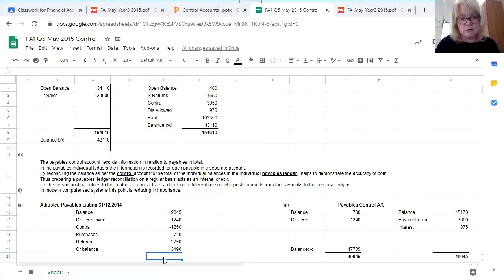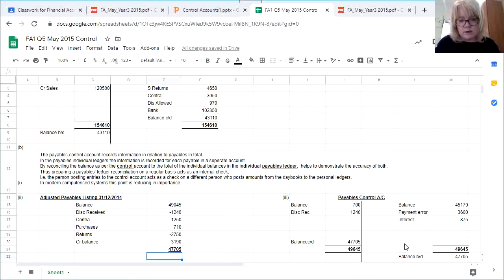That allows me to total. So in here I'm just going to get the total there. Obviously you can use your calculator to do this, and hopefully this will balance the same, and it does. So the balance as per the control account is now correct. So we have reconciled the difference between the two.